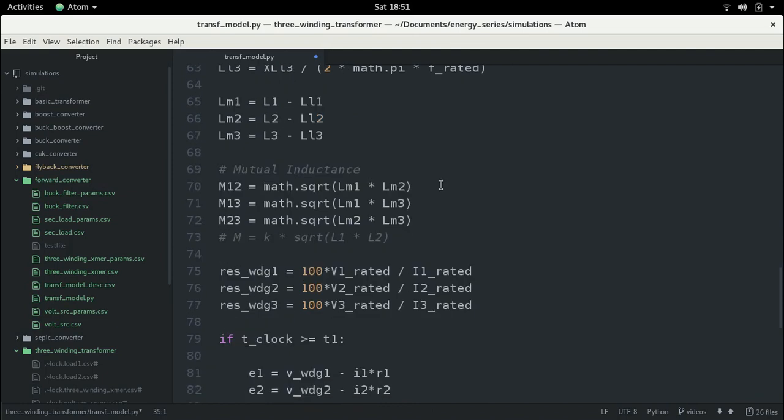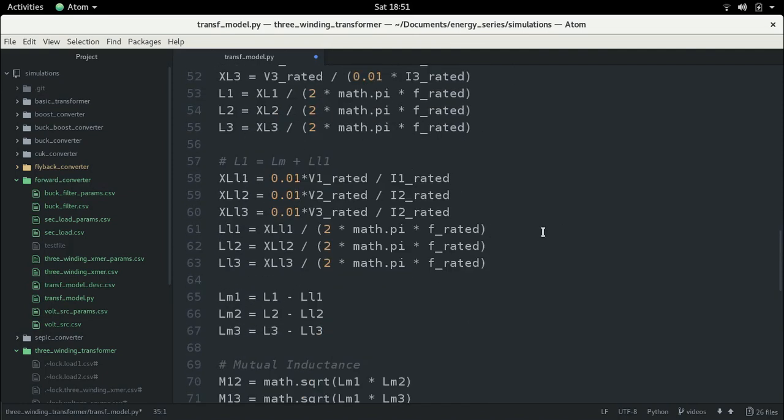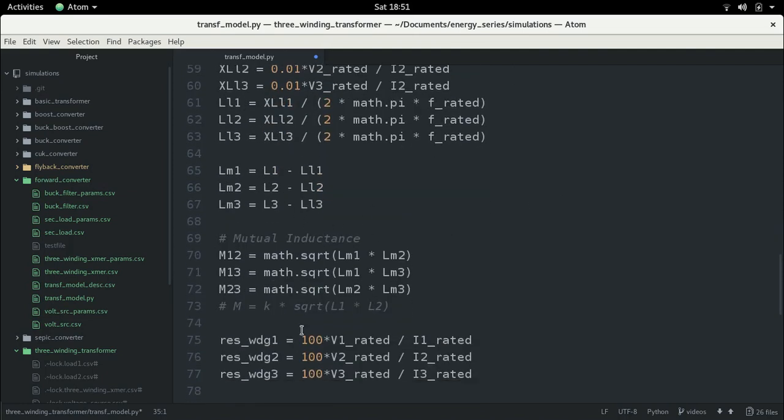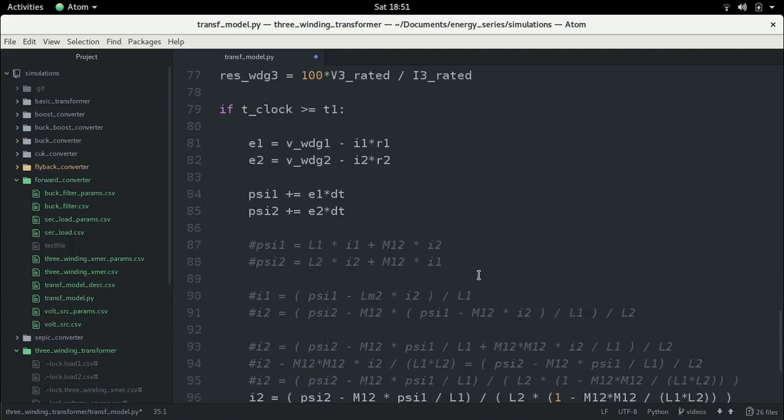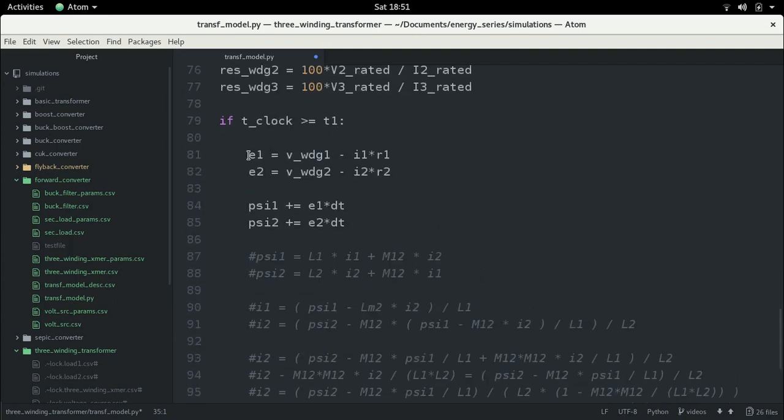We had also calculated several others. We had calculated the inductance, the leakage inductance, the mutual inductances, and several others. We are now going to continue with changing the magnetic model that will be solved iteratively during the simulation.